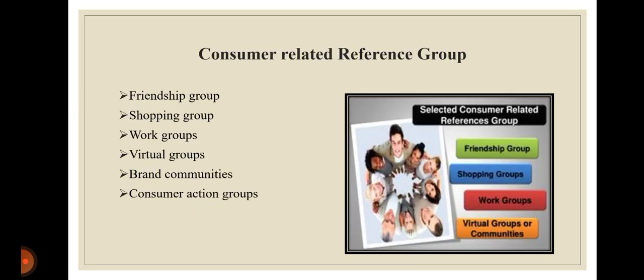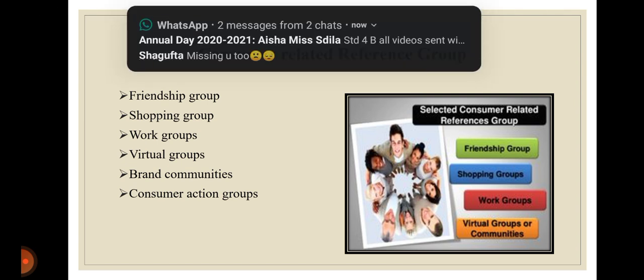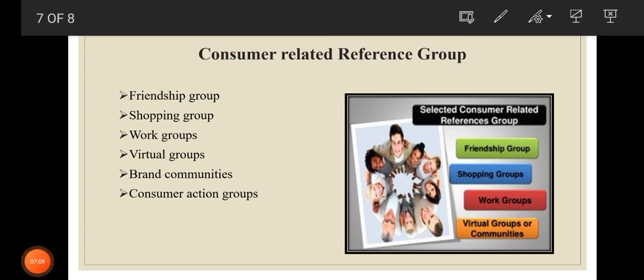And there are many other consumer related reference groups. That can be a friendship group where we hang out together, shopping group where all women go out together for shopping, work group where our colleagues are and we go and have some fun, virtual group where we meet virtually, brand communities who are very much brand conscious, and last is consumer action groups where consumers in need go and buy the product.